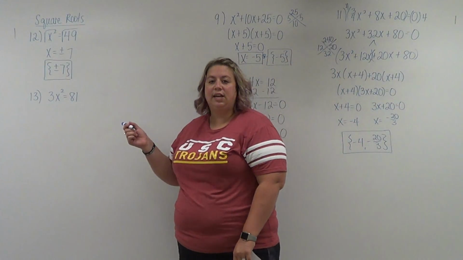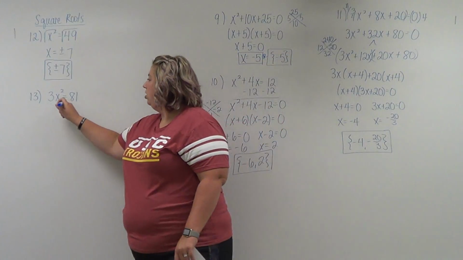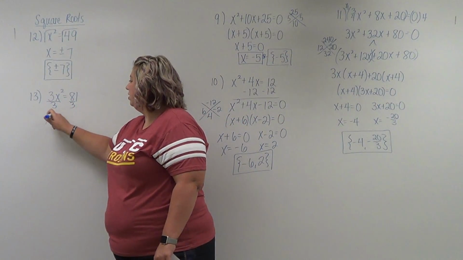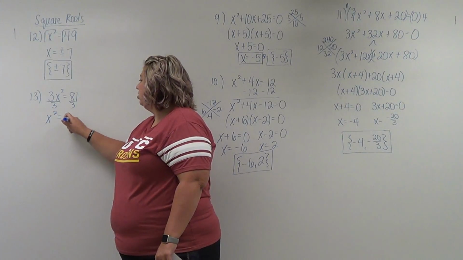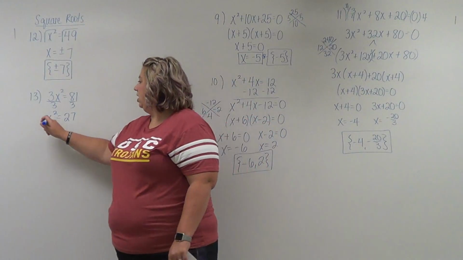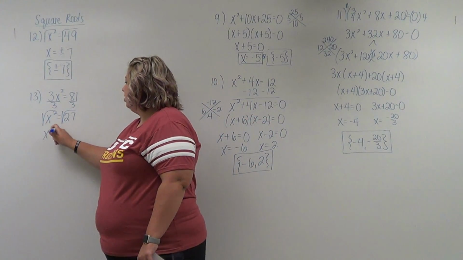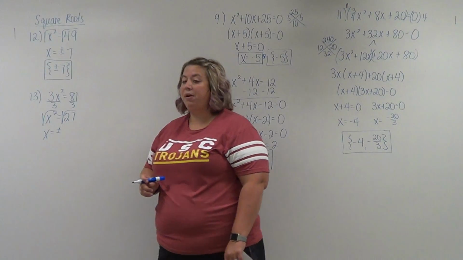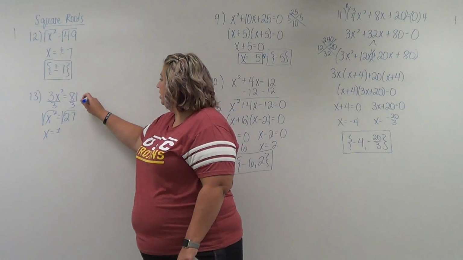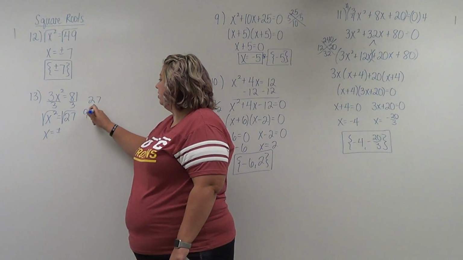Okay, so before we can take the square root on this one, we need to get the square by itself. So we would need to divide both sides by 3. So I have x squared equals 27. And I would take the square root of both sides. Okay, now, I know I have plus or minus, but 27 is not perfect. So we need to take our factor tree and break down 27.